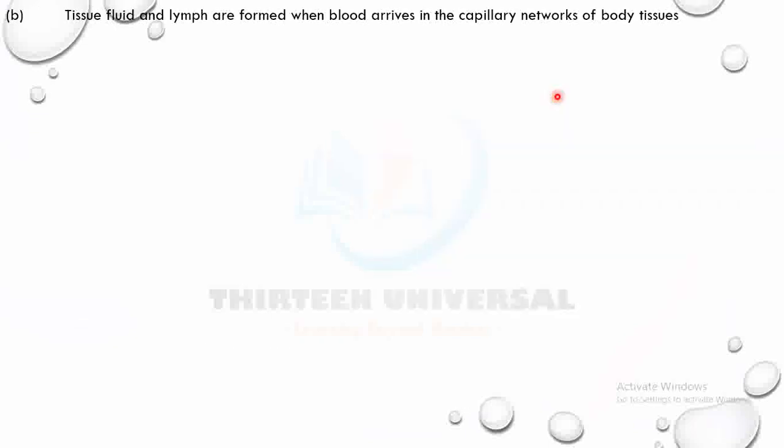Tissue fluid and lymph are formed when blood arrives in the capillary networks of blood vessels. Explain why tissue fluid is more similar to blood plasma than it is to blood. So try to solve this question. Why is tissue fluid similar to blood plasma? Maybe they contain the same composition: the same glucose, amino acid, water, mineral ions. And maybe because they have the same viscosity, and the same color.